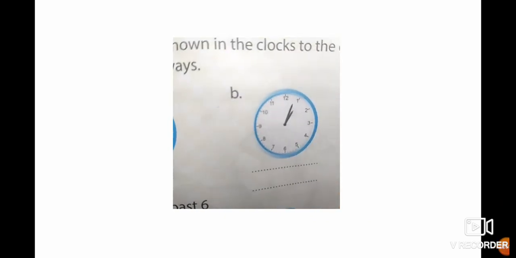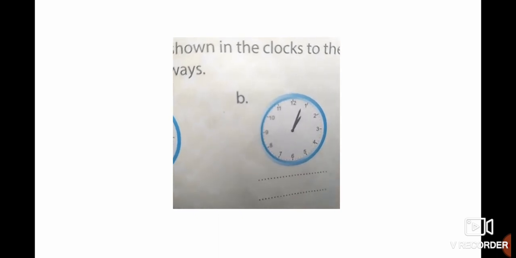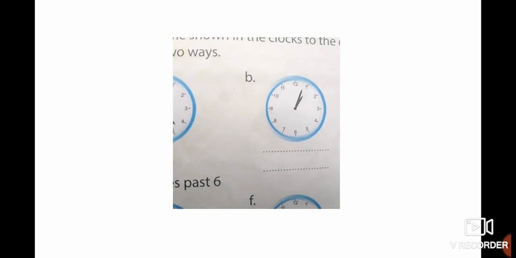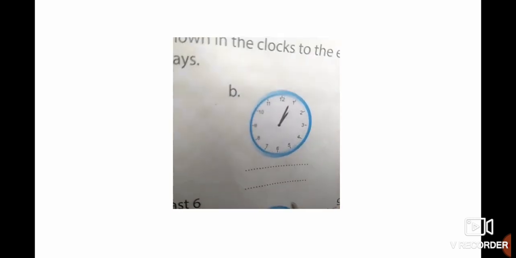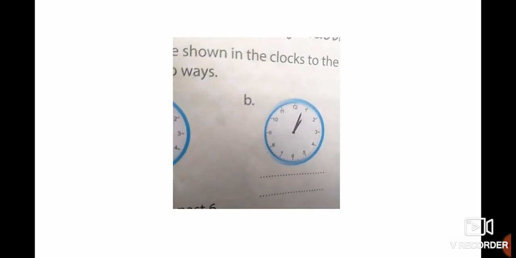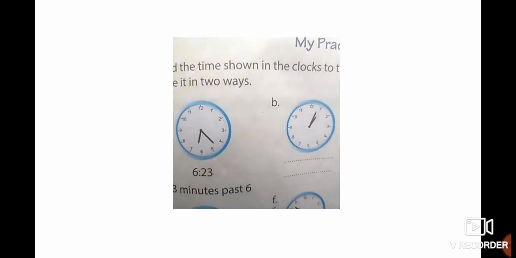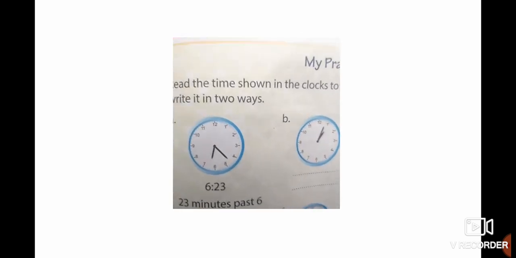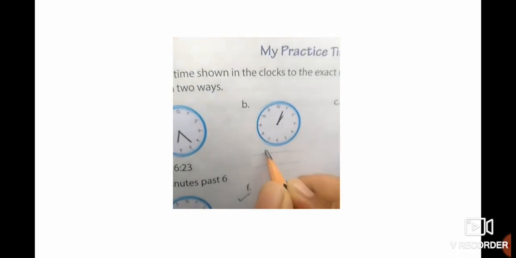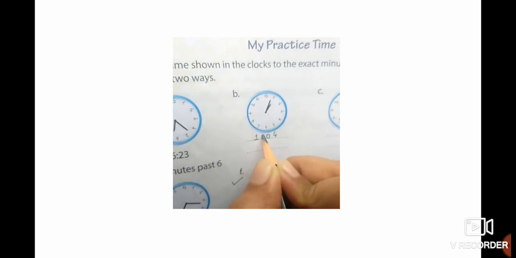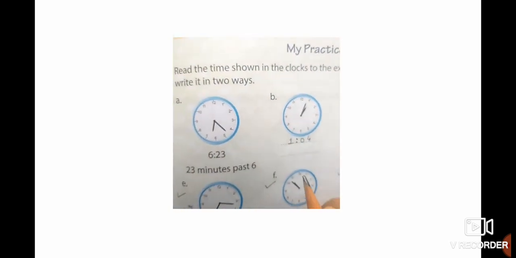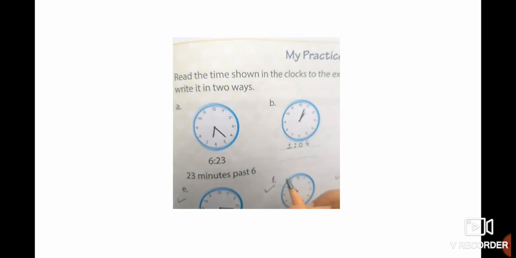So here students, we can see that our hand is there on 1, while the minute hand is there on the third line. Okay, sorry, the fourth line. It is there on the fourth line. You can see in your textbook also if you are not able to see. So that means the time is 1:04. That means after 1 o'clock 4 minutes have passed. So we are going to write here 1:04, and here we are going to write 4 minutes past 1.